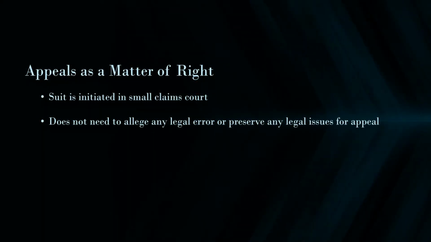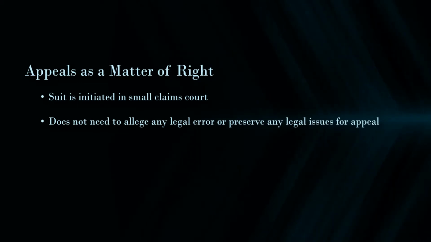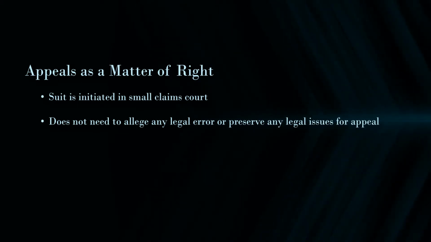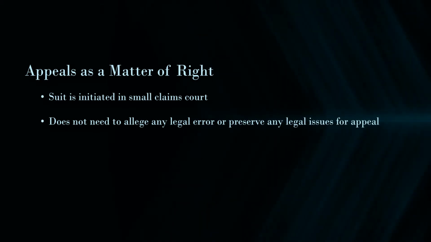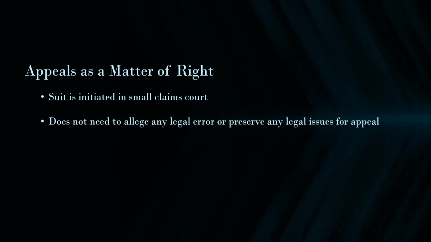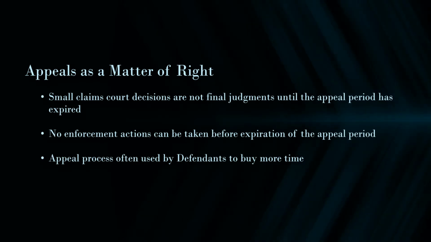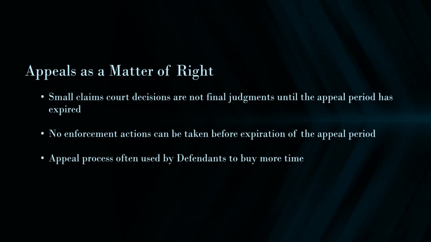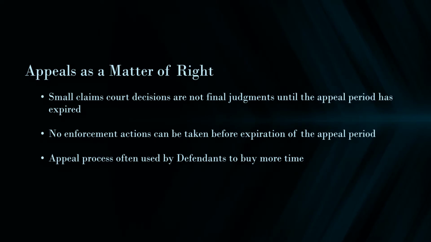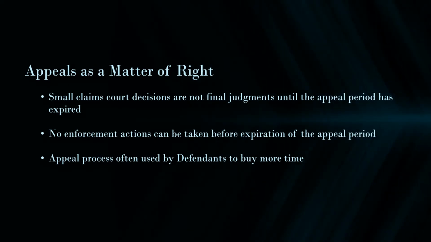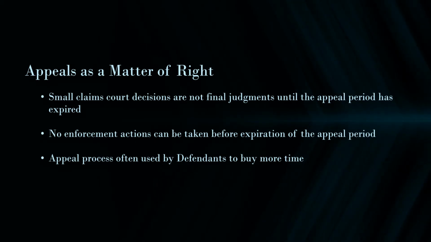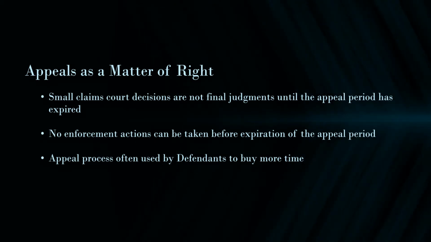During the appeals as a matter of right process, suit is initiated in small claims court. The appellant does not need to allege any legal error or preserve any legal issues for appeal. Small claims court decisions are not final judgments until the appeal period has expired. No enforcement actions can be taken before the appeal period has expired. Appeals as a matter of right are often used by defendants to buy more time.